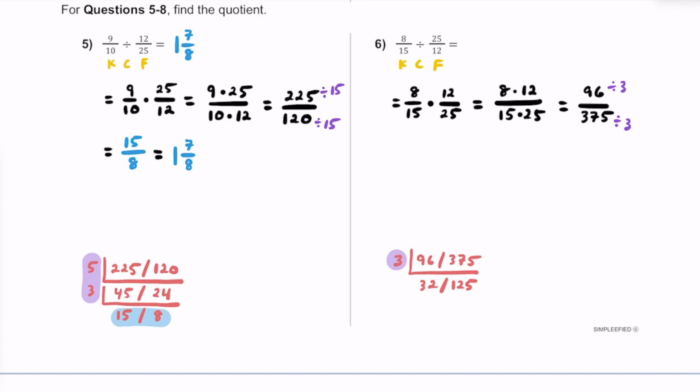And so if we do that, what are we left with? Well, we're just going to be left with these numbers at the bottom here of 32 over 125. So let's go ahead and write 32 over 125. And that right here is going to be our quotient, or the answer to this division problem.